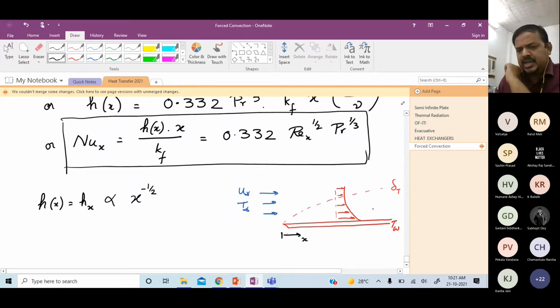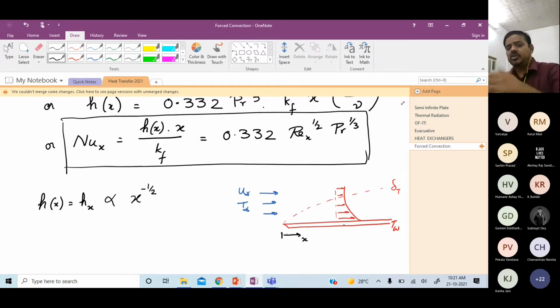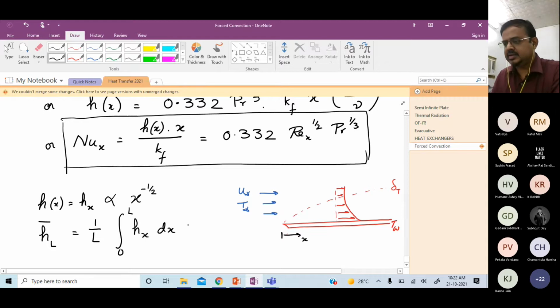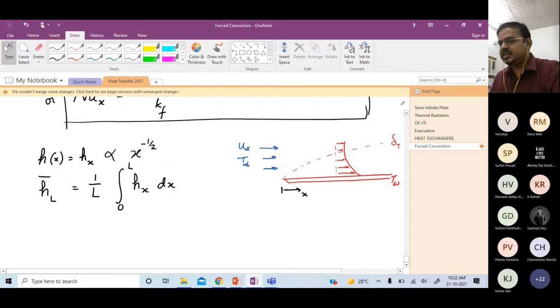Now remember, I also said at the beginning that sometimes we may not be interested in this local variation. We would like to just know how much is the average heat transfer that I'm going to get. So therefore, an average value of heat transfer coefficient would be useful. So can I get that? Yes, of course I can. What would be H bar over the length L? That is going to be 1 over L integral 0 to L Hx dx. Right? So try that. Independently, you also try. I will also write.